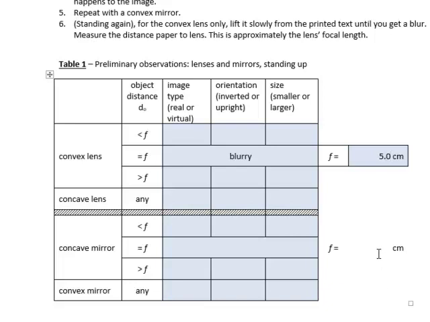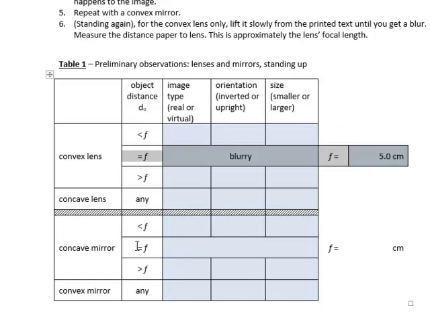The lenses that I supply are going to be 5.0 centimeters for the convex lens, and for the concave lens it's going to be negative 20 centimeters. I'm not writing this down here because in this little experiment you're not going to be able to figure this out. This one you will figure out. There will be a blurry point, but again, only if you're standing up.